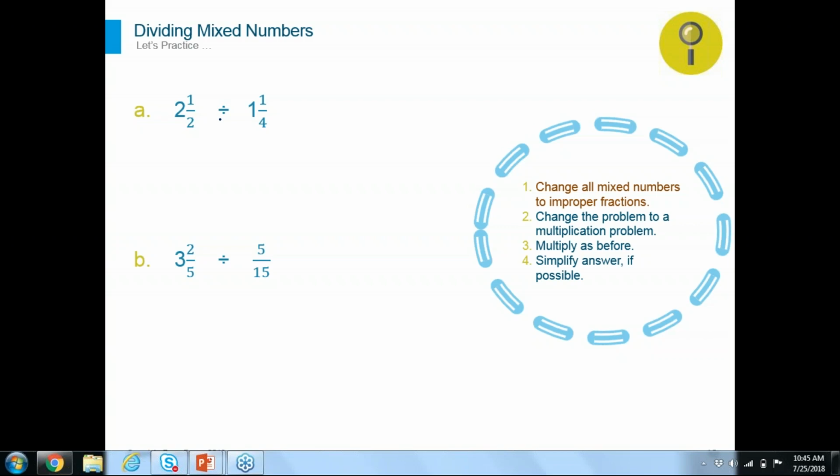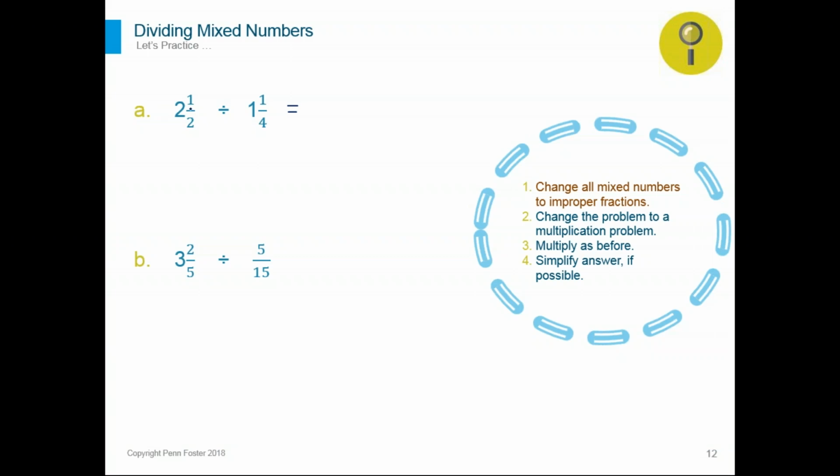We have to change each mixed number to an improper fraction first, and then change the problem to multiplication using the reciprocal of the second improper fraction, and then use the cancellation method if possible, and then go ahead and multiply across and simplify your answer if needed. So let's do the same then as we just said on problem number A.